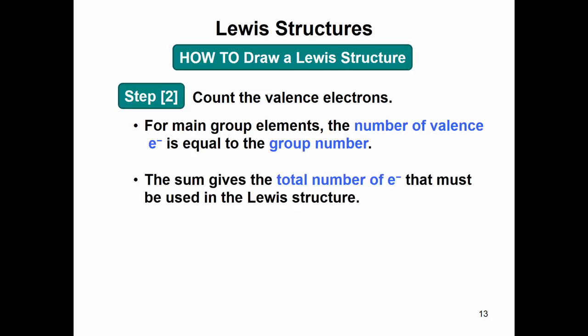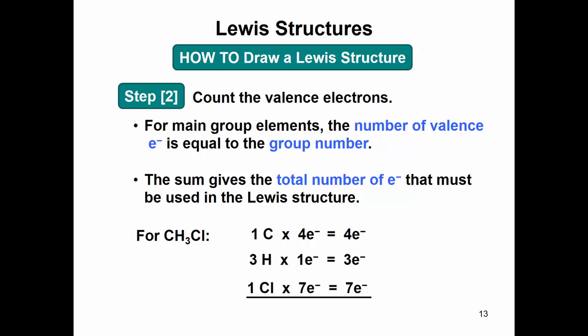I kind of jumped ahead, because now you're going to look at your formula and try to arrange it the best that you can based on your common bonding patterns. And then you need to add up your valence electrons. The structure that you draw should have the total number of valence electrons.